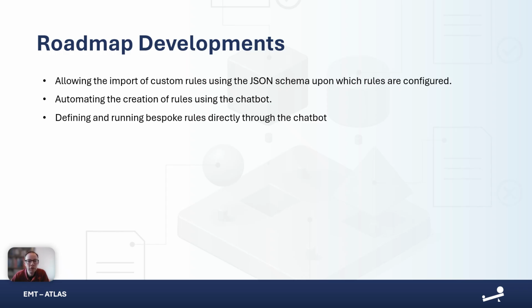Firstly, allowing rules to be configured outside of Atlas using the JSON schema format previously mentioned, allowing them to be imported for use. This will make the setup of these rules more efficient and open. And then via the use of the Atlas Intelligence chatbot, allowing automated rule creation through descriptive prompts. And finally, defining and running bespoke rules directly through the chatbot itself.